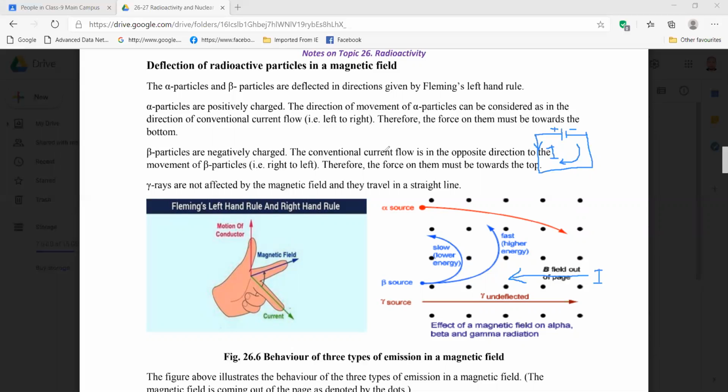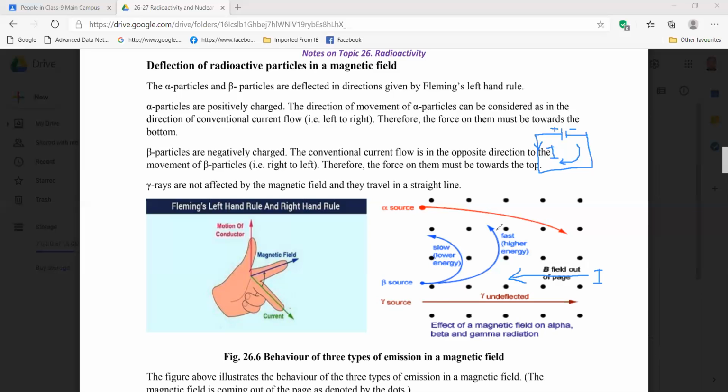So now you check that your thumb is showing the opposite direction than before. That is upwards. Is it clear to you? Is it coming upwards, the thumb? If the thumb is coming upward, that means that's your beta direction of motion, or beta deflection.